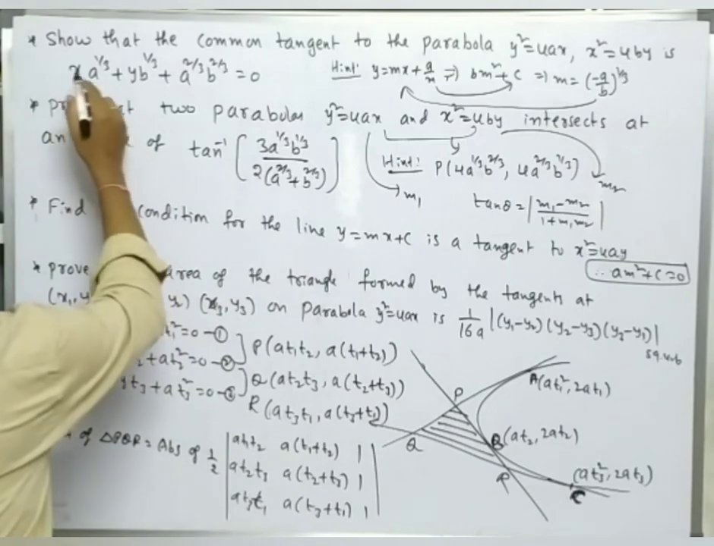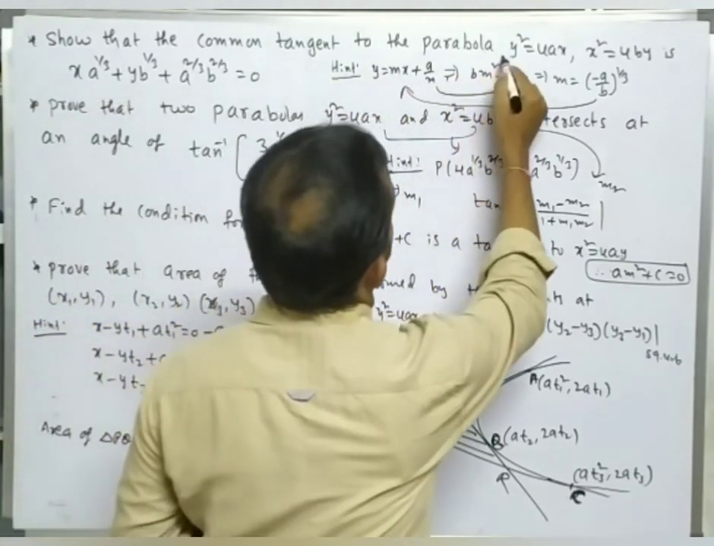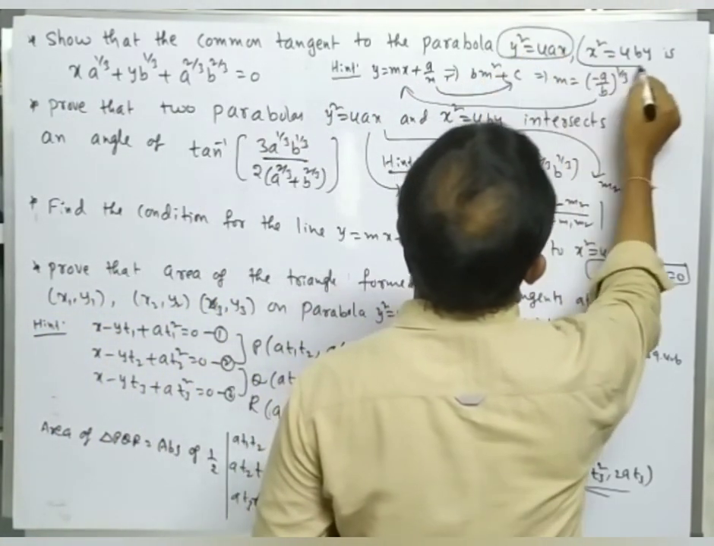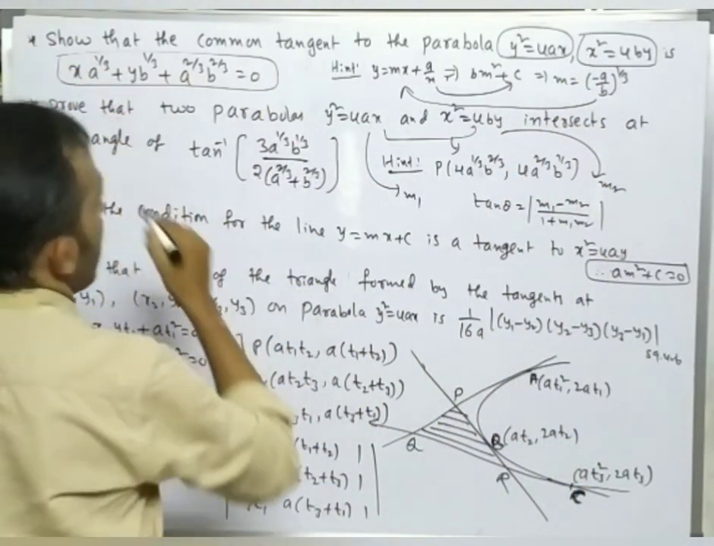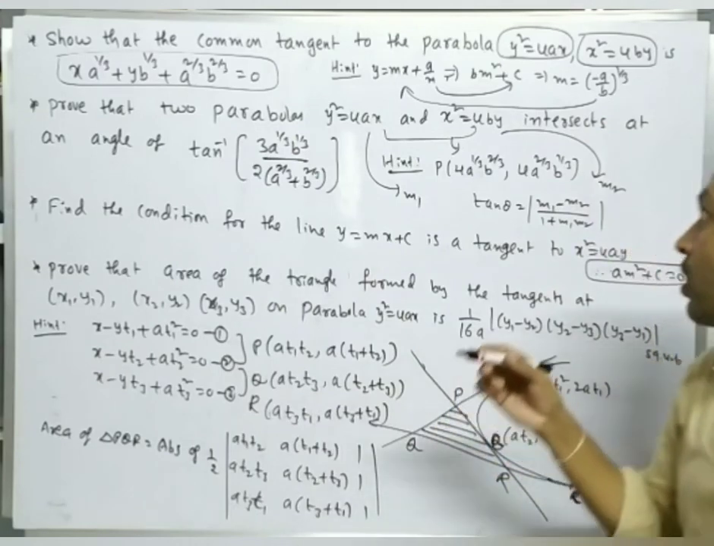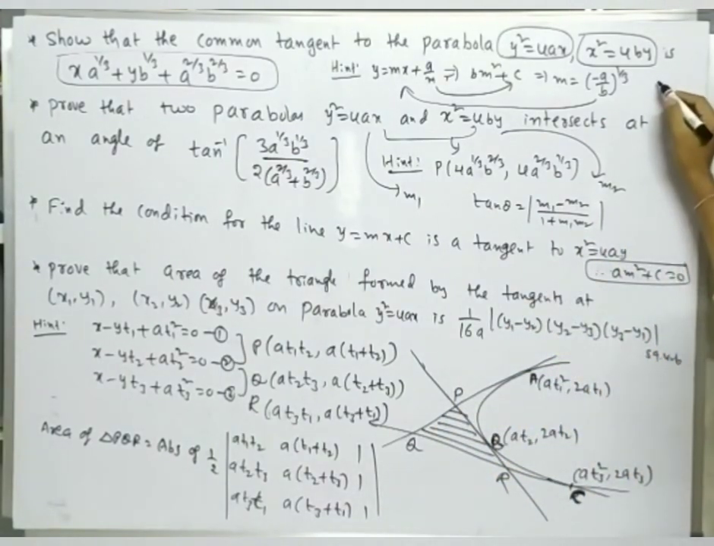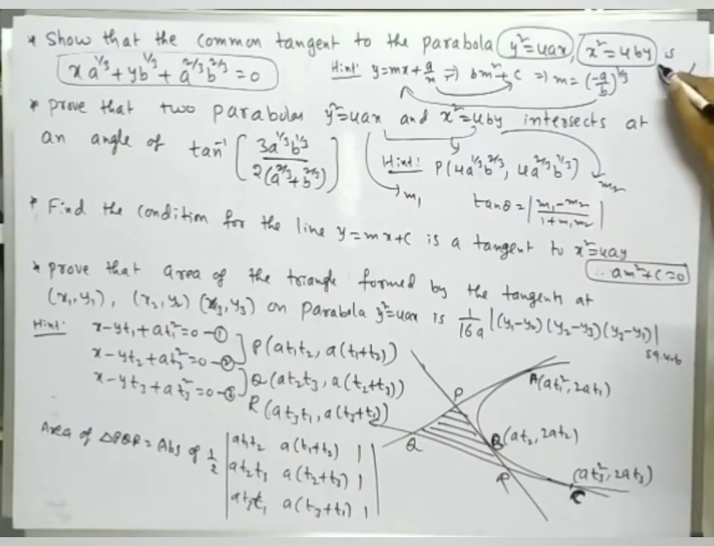One is: show that the common tangent to the parabolas y square is equal to 4x and x square is equal to 4by is this one. Okay, here the hint is that two parabolas are there. One is y square is equal to 4ax and another one is x square is equal to 4ay. x square is equal to 4ay opens upward, y square is equal to 4ax opens to the right side. So this is the common tangent.